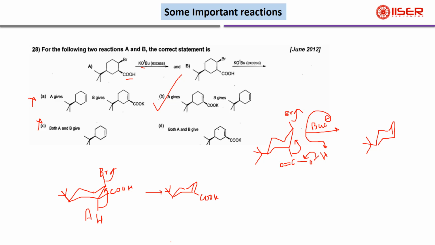I hope it's clear. Whenever there is an anti-periplanar H available adjacent to the leaving group, then simple E2 elimination will take place. If there is no such anti-periplanar H available, you have to think about other possibilities. If there is any neighboring group, then there will be neighboring group participation. If there is any carboxylic group, then there will be a decarboxylation.